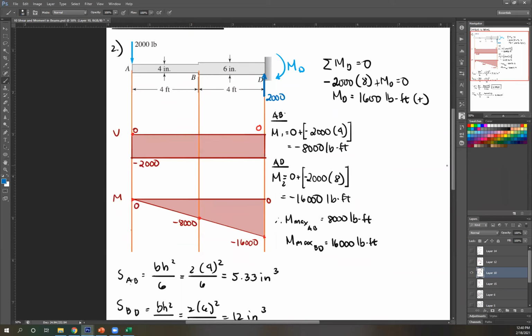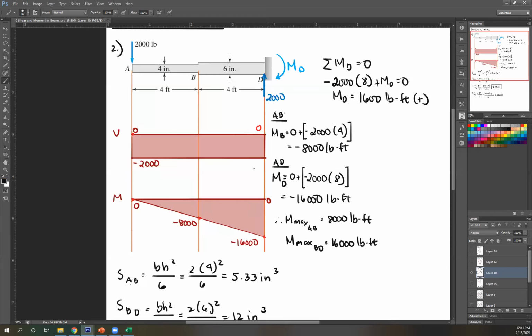All right. If you want to practice, try considering this segment BD. Let's call this B, moment at B, moment at D. MD equals negative 8,000 plus the negative shear area of this. So you should get negative 16,000 as well. So try that at home if you want. Try that on your own.